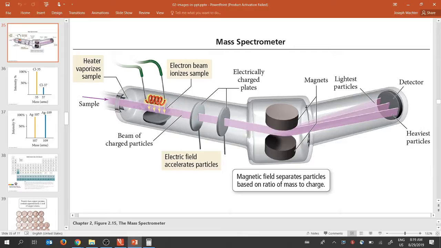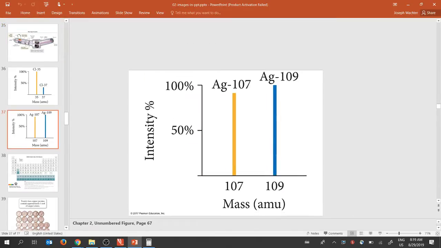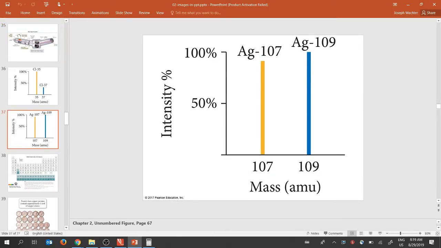So depending on where the particle hits the detector, you could measure the mass of that particle. And since it's actually giving you a count for every single particle, it's actually counting the different isotopes. So an instrument like this gives you a signal like this. Now this is a very simple one.